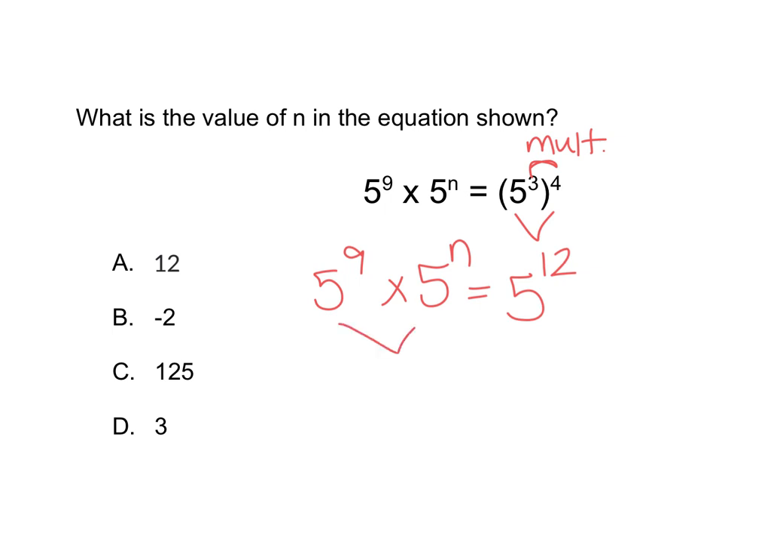Because these are multiplying, I would need to add my exponents. So I'm thinking, 9 plus what is going to get me to 12? You're thinking 9 plus something is going to get me to 12. That would be 3. Here it's important to make sure that you are simplifying the right first and then thinking, what do I need to get to that exponent?